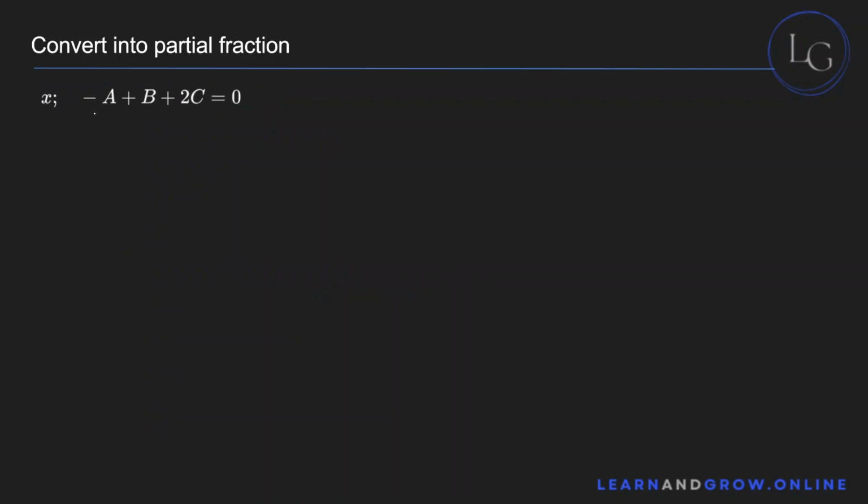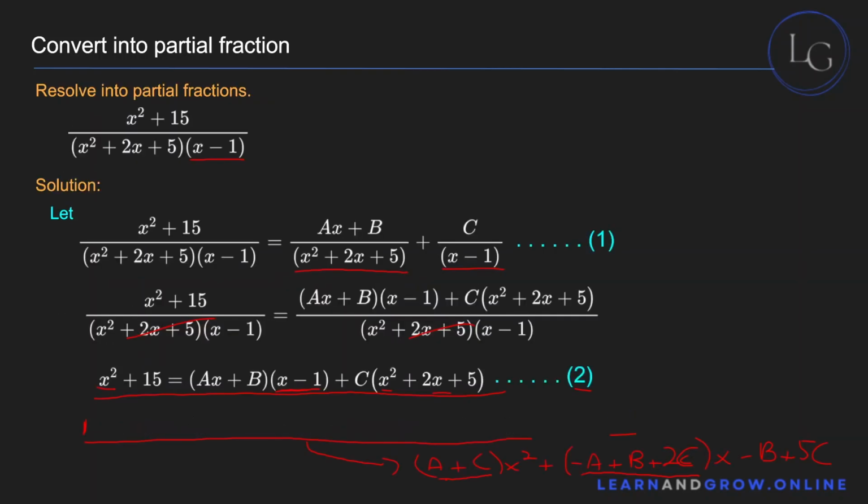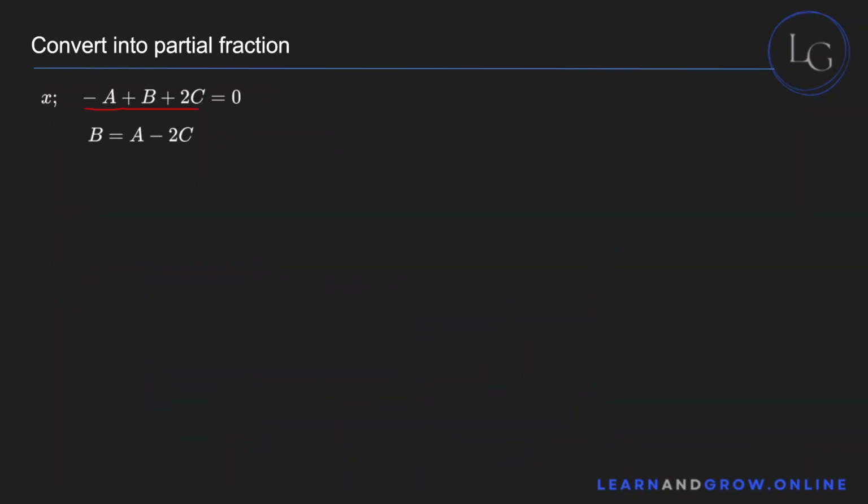As you remember, the coefficient of x on the right hand side is minus a plus b plus 2c. And on the left hand side, we did not have an expression for x. Look over here. As you can see, there is no expression for x on the left hand side. So the coefficient of x on the left hand side is 0. So minus a plus b plus 2c is equal to 0.